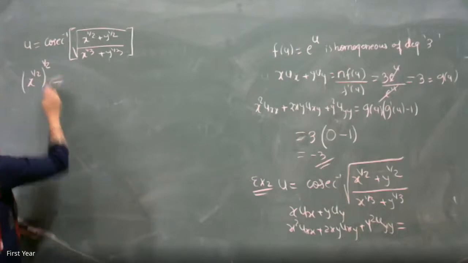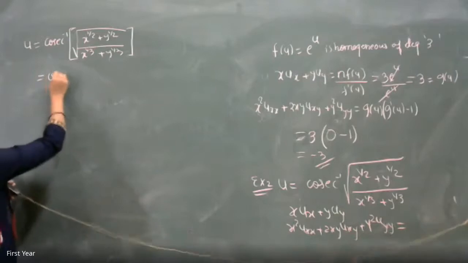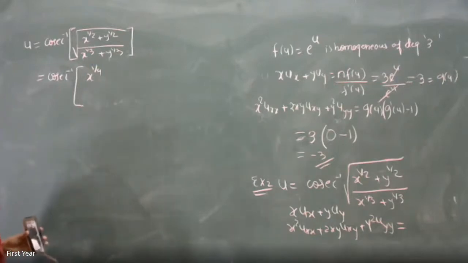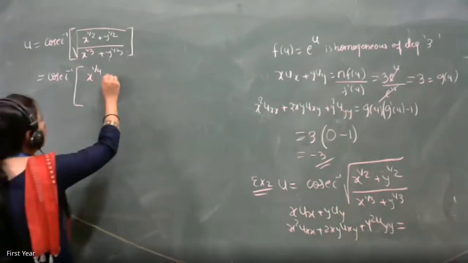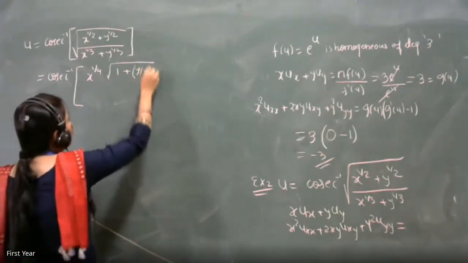What will we take common in the numerator? Let this cosec inverse be outside only. I'm going to take x raised to 1 by 4 outside because it is half raised to half. So half into half, which is 1 by 4. What will remain inside? It will become 1 plus y by x raised to half.